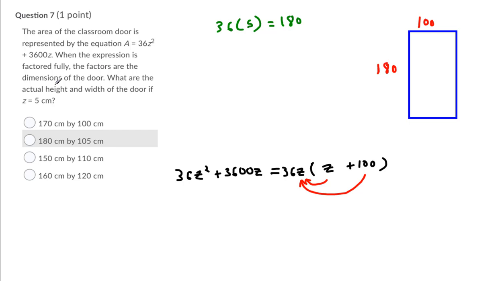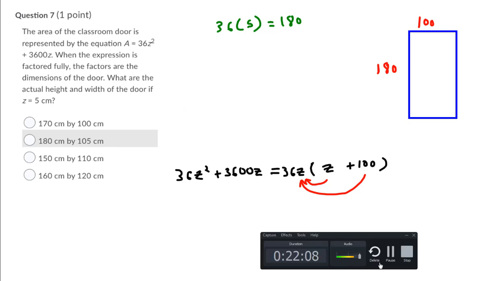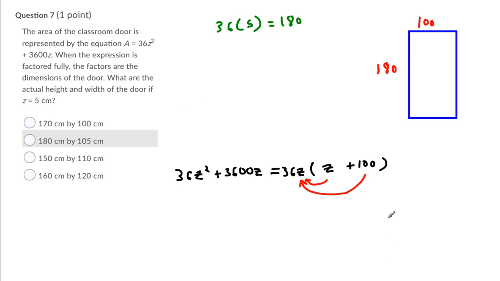So 180 times 100. No, that's not one of my options, is it? Oh, I know what I did wrong. This is not 100. This is z plus 100. You're probably screaming that into your computer as well. Z plus 100. Z is 5, so this is going to be 105. So 105 on this side, 180 on that side. Okay, so we say, yeah, 180 by 105 is the one we want.